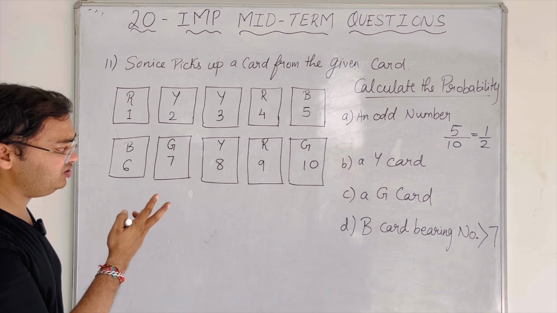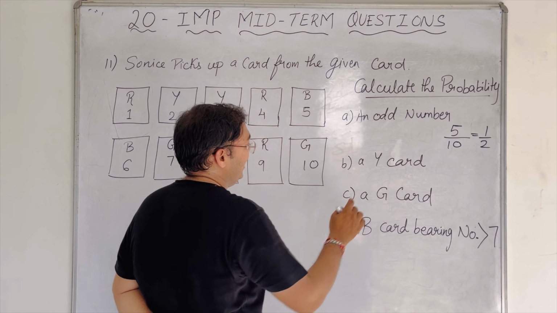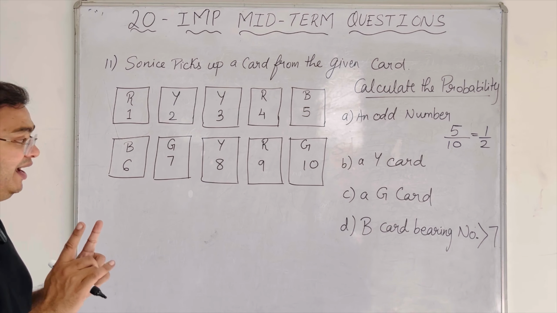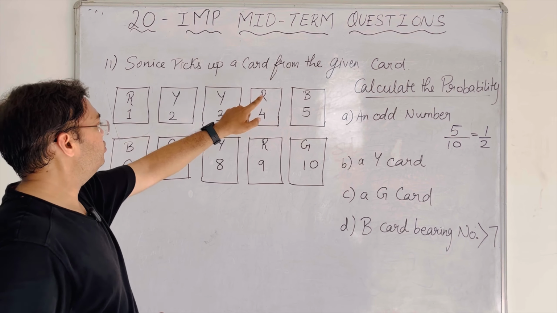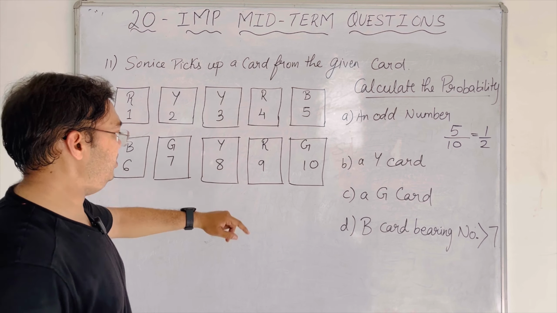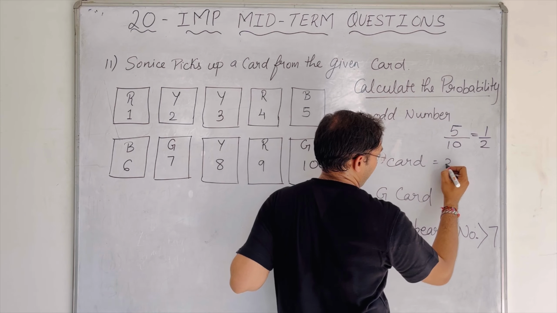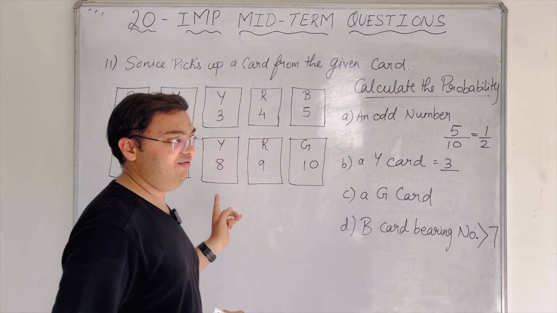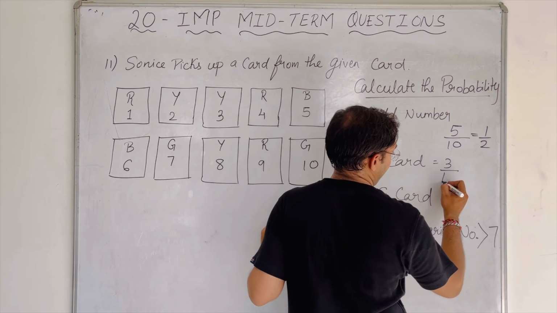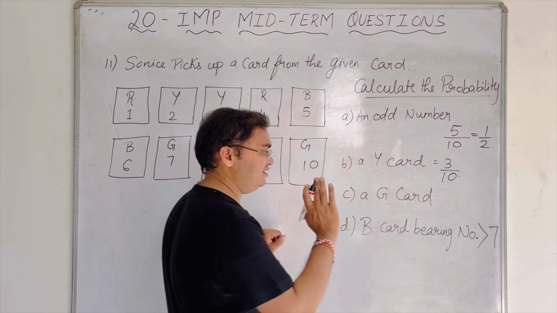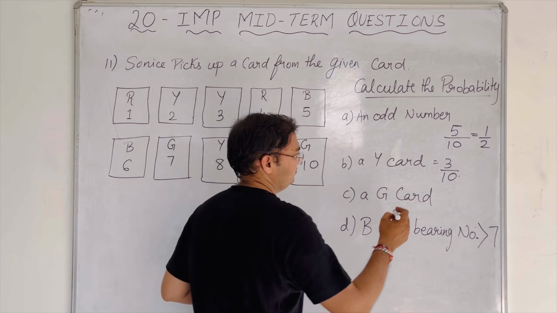Same way the next sub question says that we have to find the Y card. Alphabet Y, 1, 2 and here 3. 3 Y cards are there in our pack of 10 cards. So 3 Y cards out of 10 cards. So we cannot convert it into simplest form. So our answer is 3 upon 10.